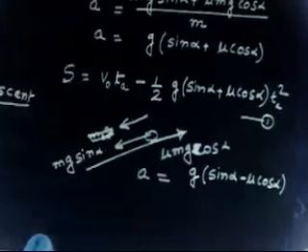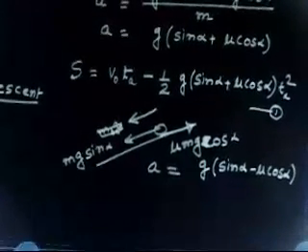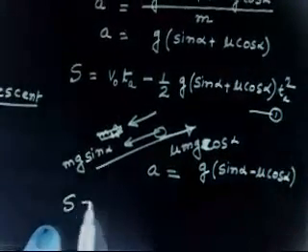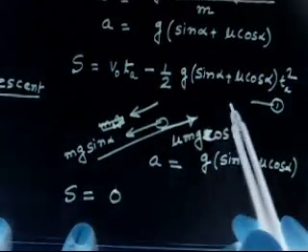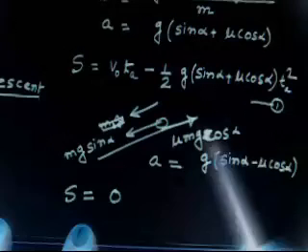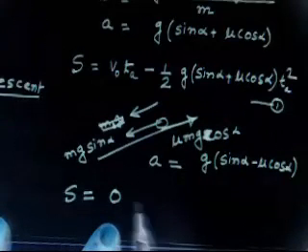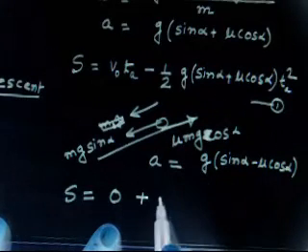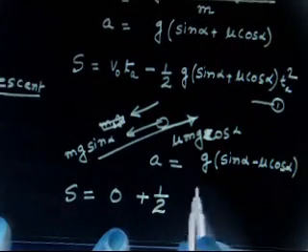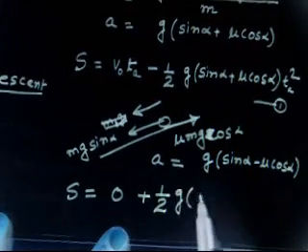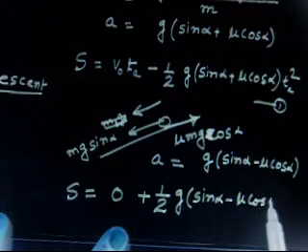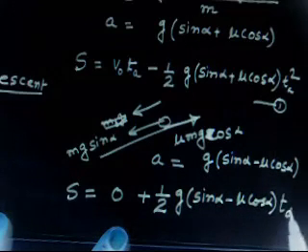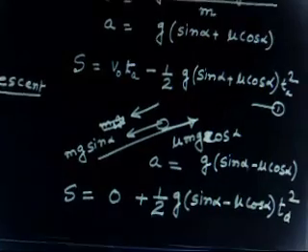So let us apply again for the time of descent. The distance will be the same. S is equal to, now the initial velocity is 0, because when it reaches the top point it comes to rest and then starts coming down. So S is equal to ut plus half a t square. Now this is the acceleration this time. So S equals half g sin alpha minus mu cos alpha into t d square. Are you getting it?